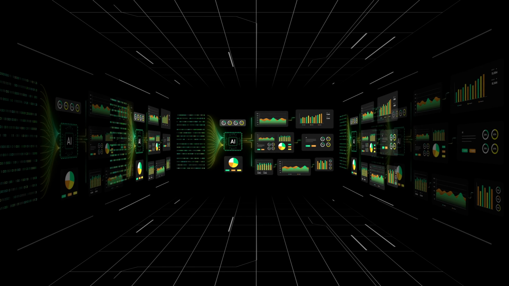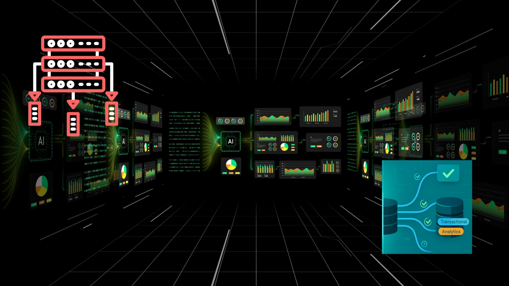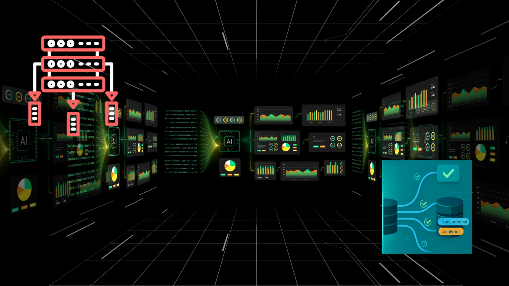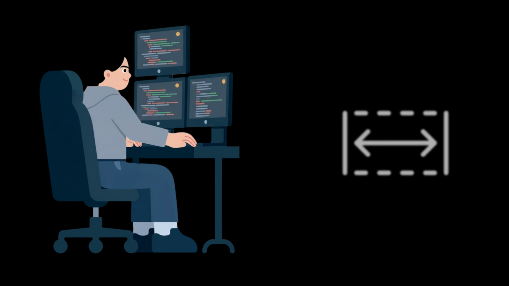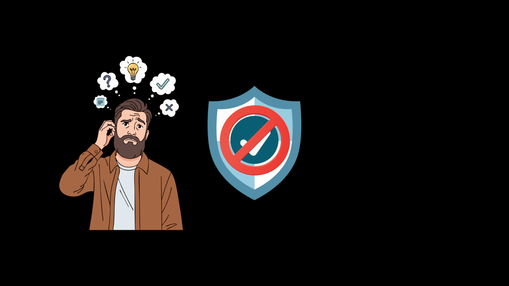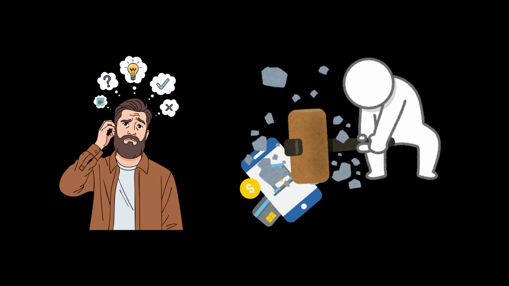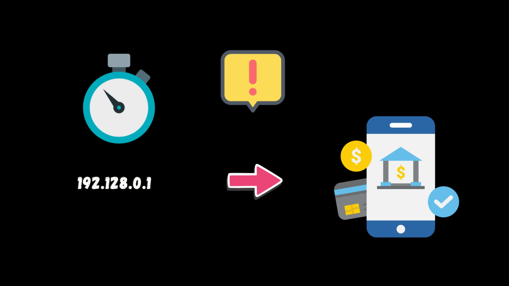The team had decent infrastructure, they had a load balancer, they had database connection pooling, they thought they were prepared. And for normal traffic, they were. Everything was measured, everything was optimized. But there's one thing they didn't account for. They had no protection against their users breaking them by accident. No cap on how many times a single IP could call them. No limit on requests per second.